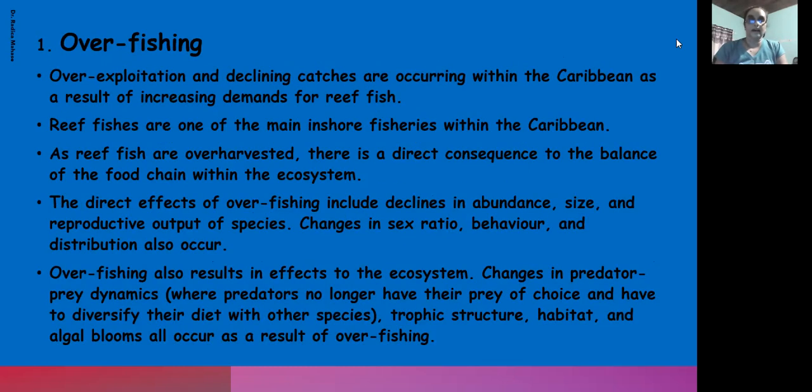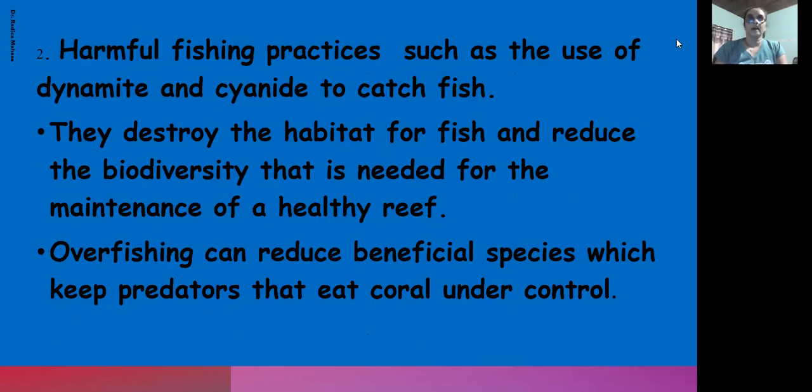So the first one I had was overfishing. The second one is harmful fishing practices. Okay, so the first one is when we fish too much of the same species of fish. And the second one is the practices, the way in which we fish. So harmful fishing practices such as the use of dynamite and cyanide to catch the fish destroy the habitat for fish, and they reduce the biodiversity that is needed for the maintenance of a healthy reef. And well, this overfishing can reduce beneficial species, which keep predators that eat coral reef under control.